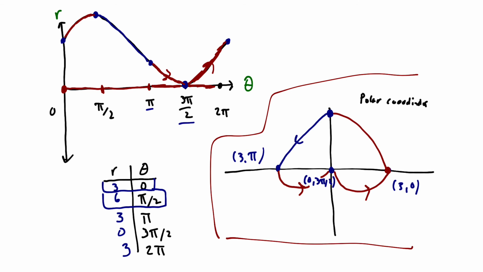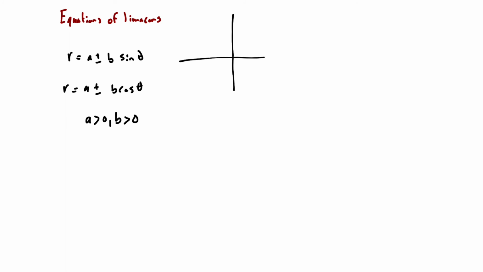The graph in this problem is called a cardioid because it's heart-shaped, and it's a specific example of a limacon. Let's go ahead and introduce the other types of limacon graphs. There are two types of general equations given by r is equal to a plus or minus b sine theta and r is equal to a plus or minus b cosine theta. In both instances, we have that a is greater than 0 and b is greater than 0. And we have 4 types of limacons.